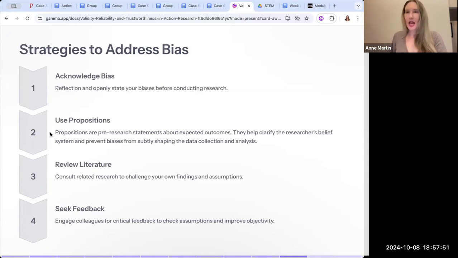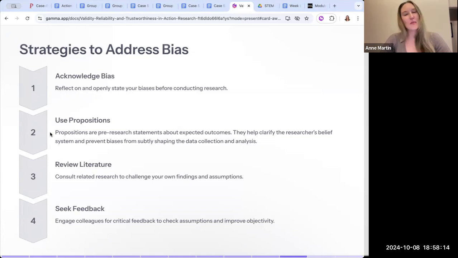But if that happens, a good researcher who has strong reflexivity would say, okay, let me go back and make sure I have another data source to check that, because this is an expected outcome that's being confirmed, to make sure that you are being fair about that. And if it's something different, you can also have that there as well.